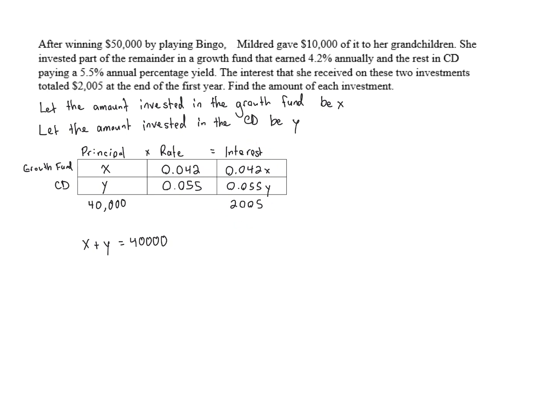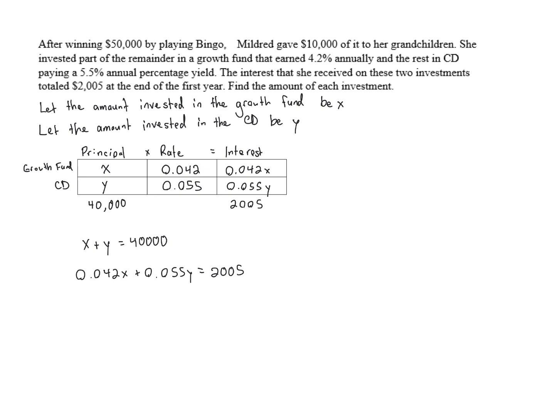Similarly, in the interest column, we get another equation. That's going to be 0.042x plus 0.055y equals 2005. Again, we don't know how much interest was earned in each individual account, but we know that when we add them together, the total interest is $2,005. So that's what this equation represents. Now we have our system of equations, and so we're able to solve it.